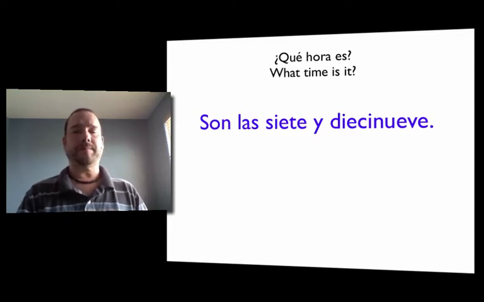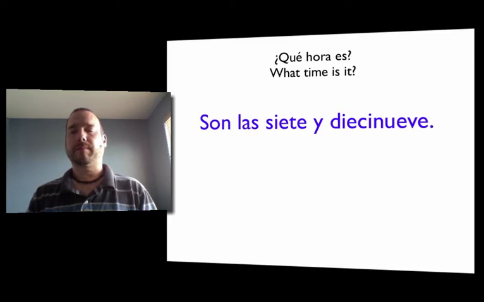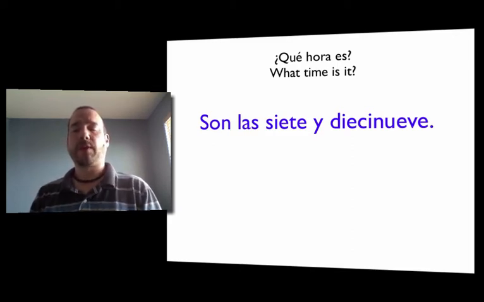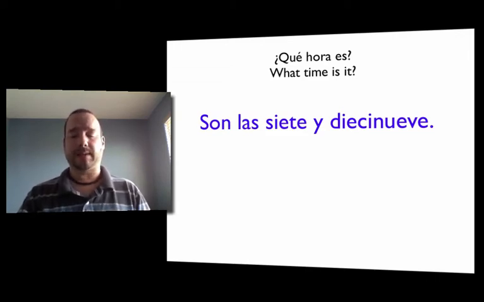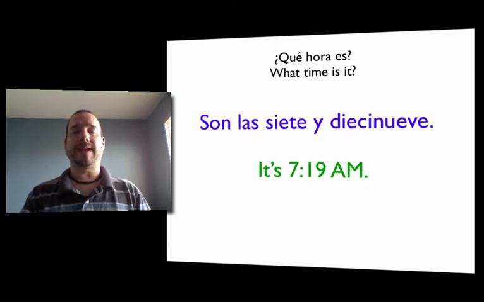Son las 7:19. Okay, remember we saw the 9 in the last one, and we can also see 10 in this one. So we have 10 plus 9 is 19. So it is 7 and 19 minutes. So that makes it 7:19 a.m.